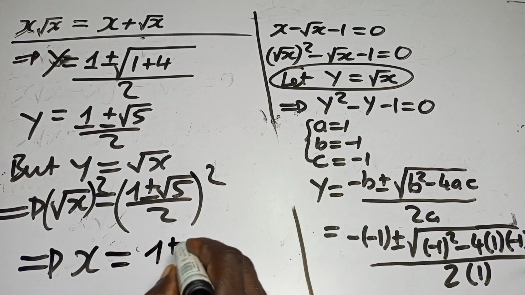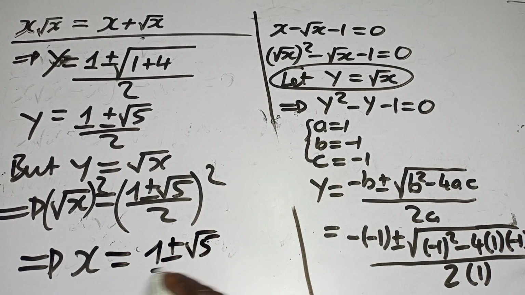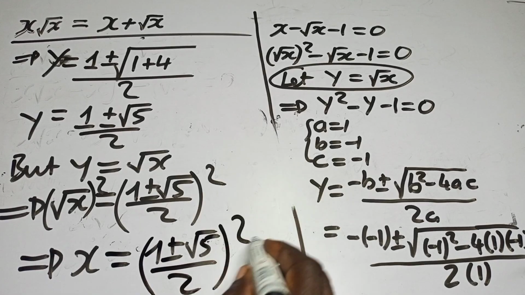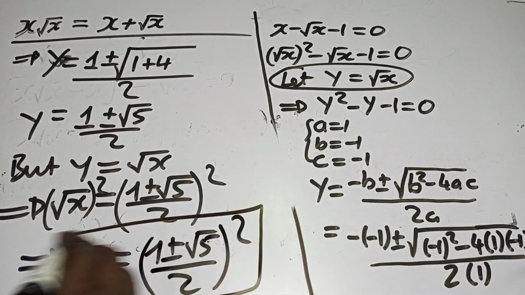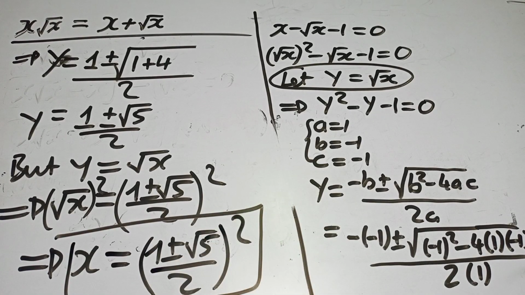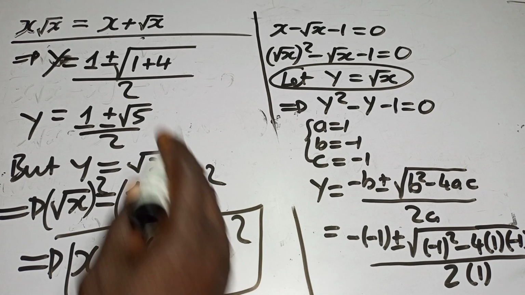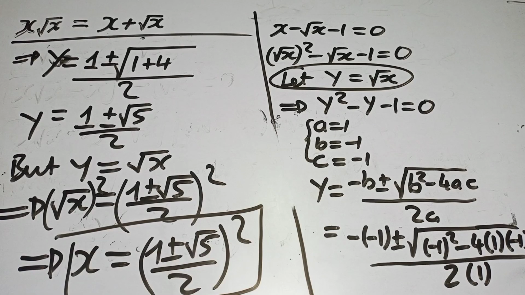x becomes 1 plus or minus root 5 all over 2, squared. This gives us two other values. Remember, we had the earlier value. The earlier value was x equals 0. So far we have 3 solutions, and all of them are real numbers. So we've seen the first 3 real solutions: x equals 0, x equals 1 plus root 5 all over 2 squared, and x equals 1 minus root 5 all over 2 squared. Alright, we have solved that first equation.